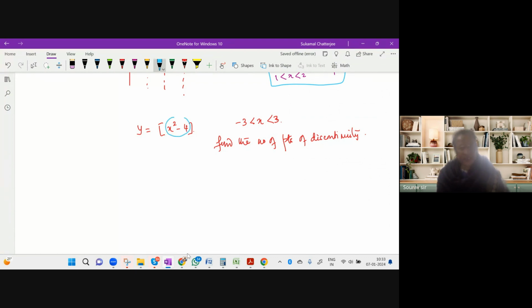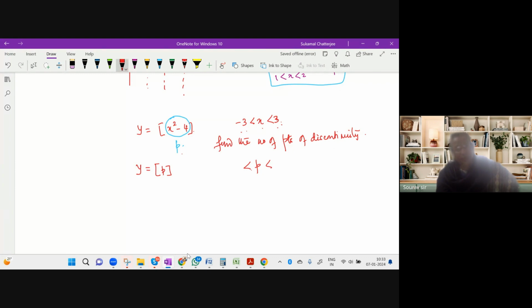Anything which is inside this will be discontinuous at integer values of this. Now, let me take this whole thing as something. Let's say I take this as p. So basically, I am trying to find the points of discontinuity of y equal to gint of p, and x is lying between -3 and +3. What should be the range of p? You put -3 in place of x, you get 9 minus 4, 5. You put +3, you get again 5.